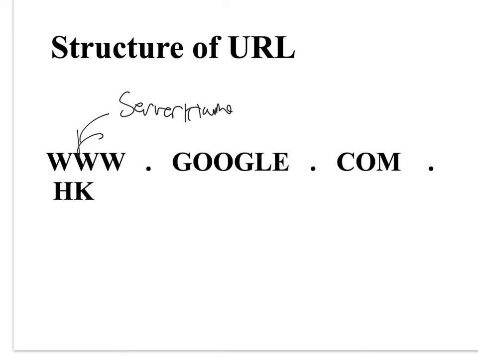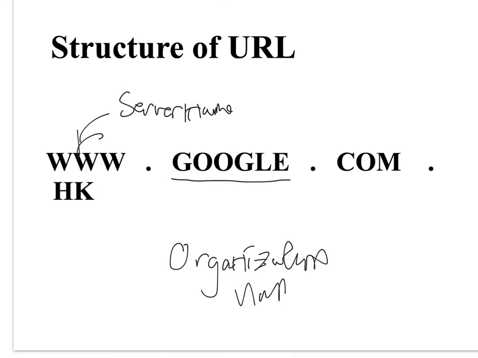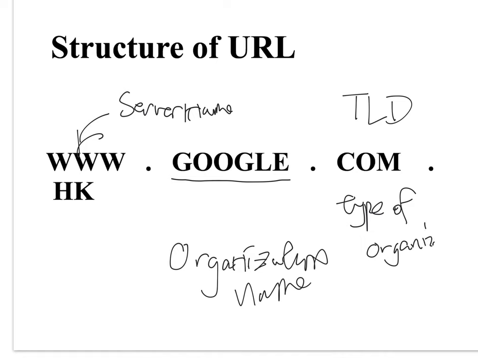Okay, so maybe sometimes we are not using www, maybe sometimes we use ABC, 123, etc. It is server name. And then this one, normally is the organization name. For example, this URL is Google website, so the organization name should be Google. Okay, and then we will call this one TLD, top level domain. Normally it's about the nature of the organization, the type of organization.